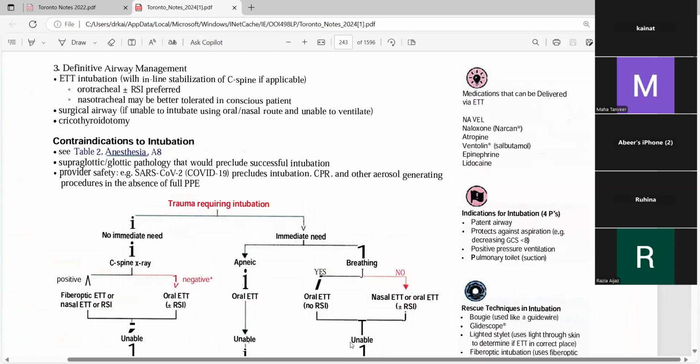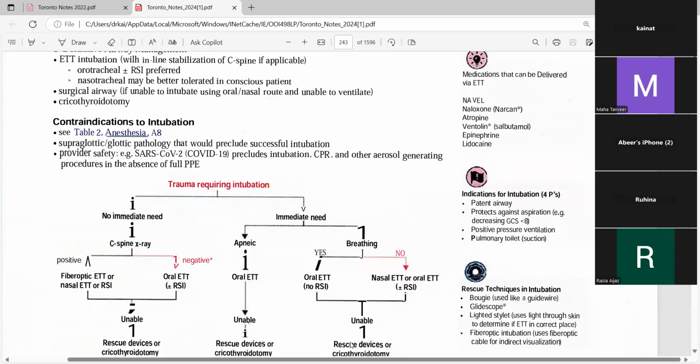So contraindication to intubation, so supraglottic and glottic pathology. Just one thing I'm highlighting here, because when we are reading a lot of things, we think, oh, this is not important. But in Canada, especially in emergency in Canada, we usually try to apply the bookish knowledge. So I would suggest when you are reading this one, go for the bookish knowledge, okay? Especially when you're attempting an exam.